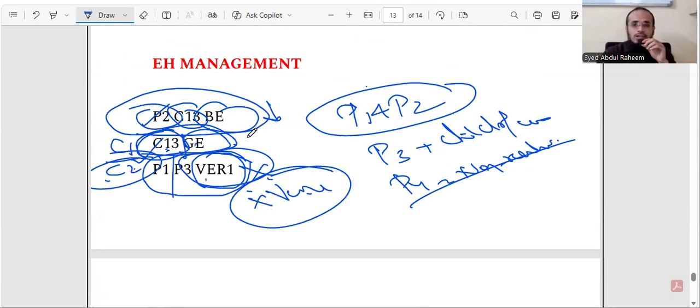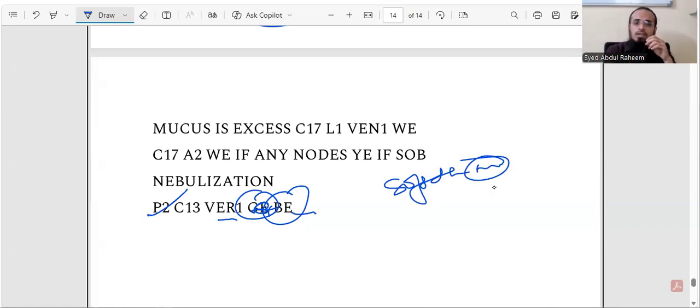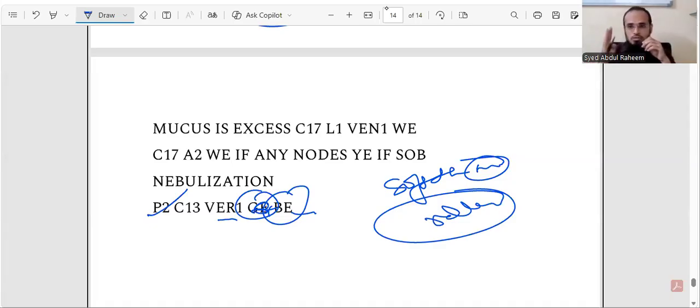Along with internal remedies, an external remedy, nebulization, is also required. So you have remedies P2, C13, Ver1. Initially give BE, and inflammation will reduce. Or along with BE, you can add GE also. Because BE will soften the mucus and release the mucus. GE breaks the mucus; it will dissolve the mucus, and BE will remove it by cough. You can release the mucus.